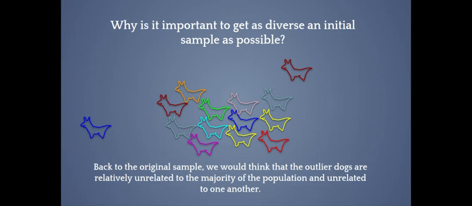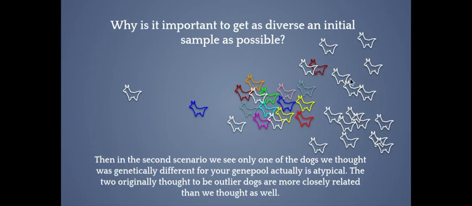Okay, so when we look at this original one, we think that the outlier dogs are relatively unrelated to one another and the rest of the population. But then in the second scenario, we see that only one of the dogs we thought was genetically different from the gene pool actually is atypical. The two originally thought to be outlier dogs are also more closely related to one another than we originally thought. So if you look at here, they seem closer together now than, say, this dog all the way to this dog. They're closer related. So it's important that we sampled correctly.